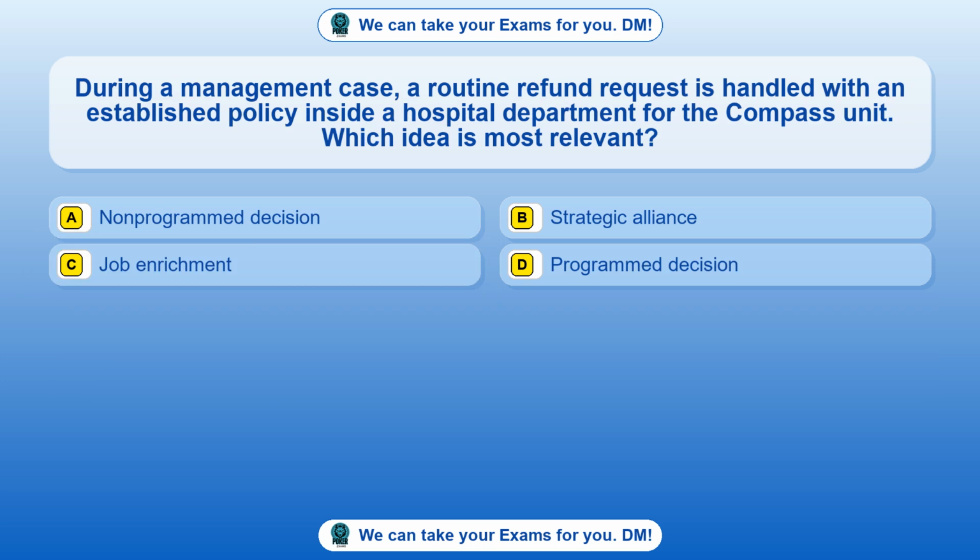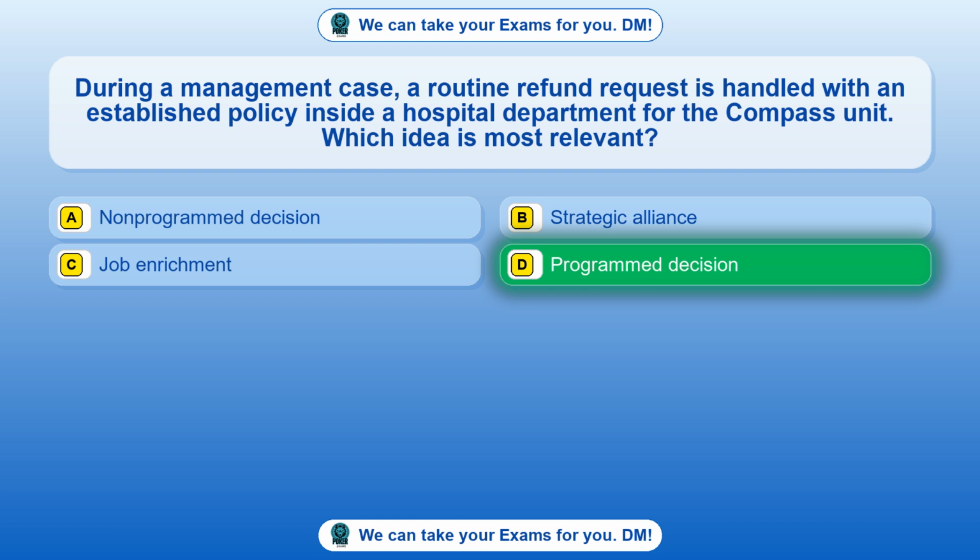Question 39. During a management case, a routine refund request is handled with an established policy inside a hospital department for the campus unit. Which idea is most relevant? Option A, non-program decision. Option B, strategic alliance. Option C, job enrichment. Option D, program decision. The correct answer is option D, program decision.